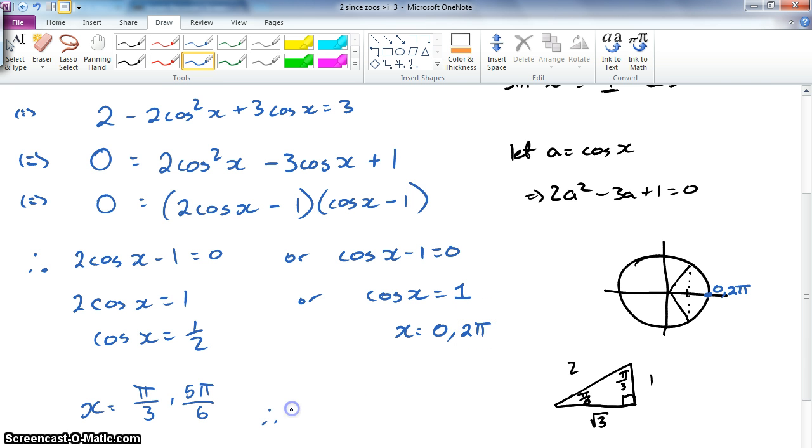So make your answer look nice. x equals 0, pi on 3, and... did I really write 5 pi on 6? That's pretty slack. I said 5 pi on 3 and I wrote pi on 6. That's dodgy. Always check your working, guys. 5 pi over 3 and 2 pi. Let's hope that helps. Cheers.